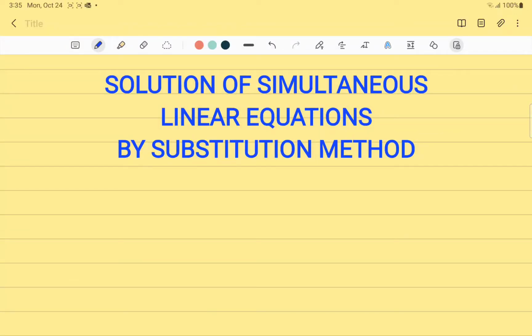In this video we are going to solve two linear simultaneous equations with the help of substitution method. So our given equations in this question are, first one is 4x plus y is equal to 14. We name it as equation number 1. Then the second one is x plus 5y is equal to 13, and we name it as equation number 2.